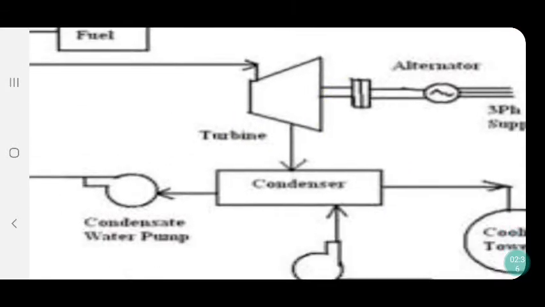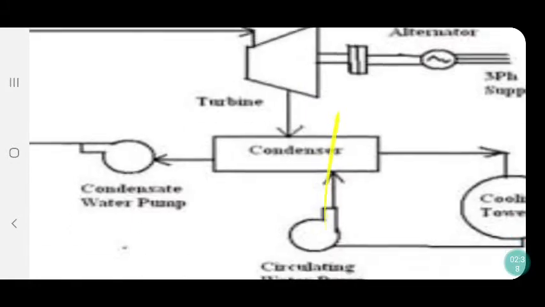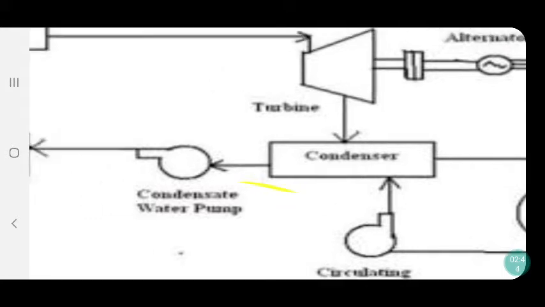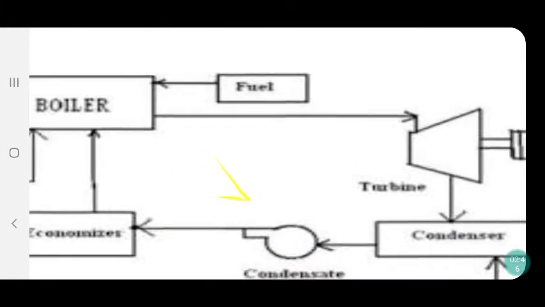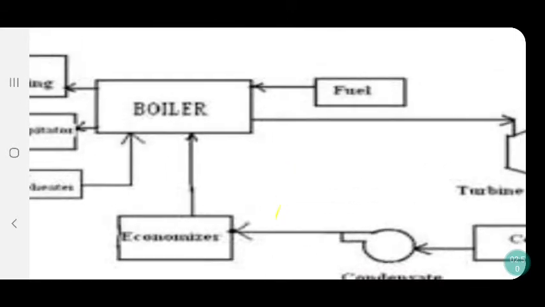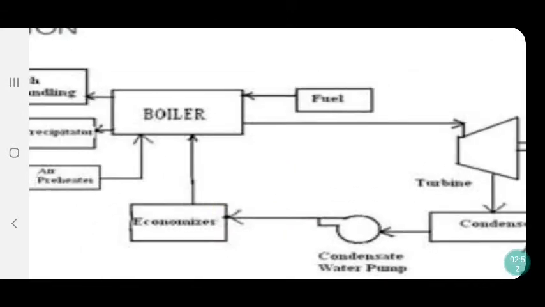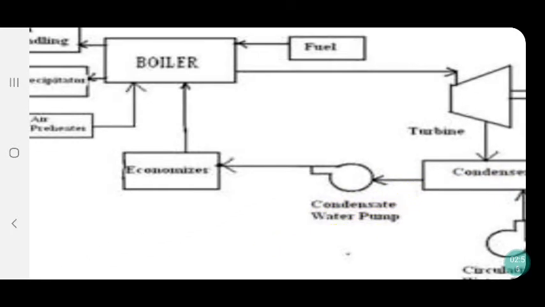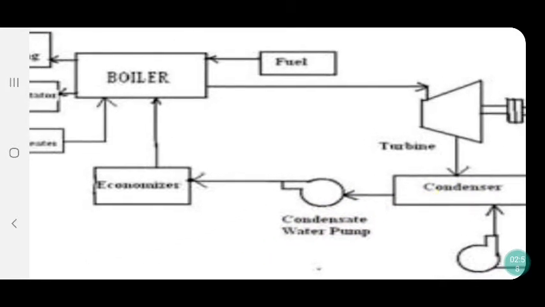Now the discharged steam will come here into the condenser. That condenser will convert that steam again into water. And that water is fed back to the boiler using this pump, the condensed water pump. Again that water is fed back to the boiler through the economizer. Can you see this? This is the boiler.